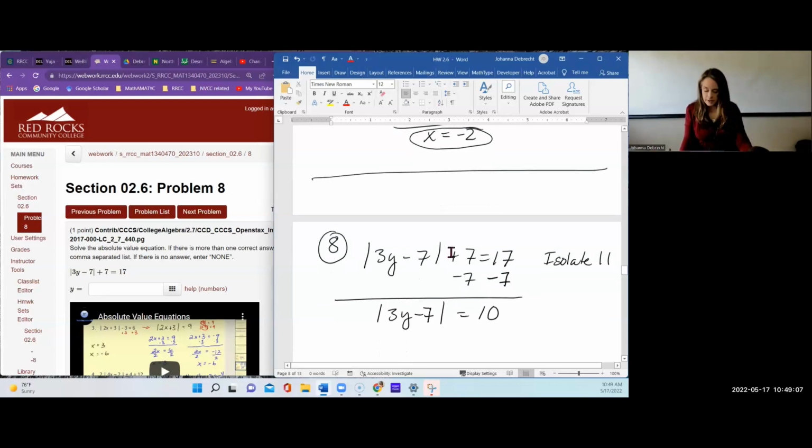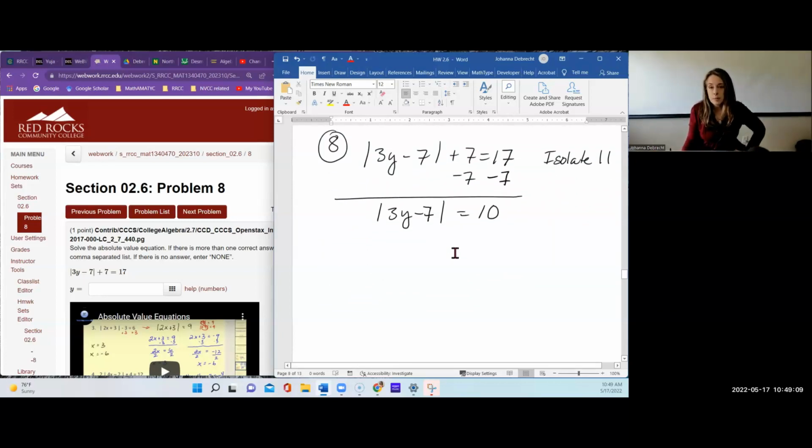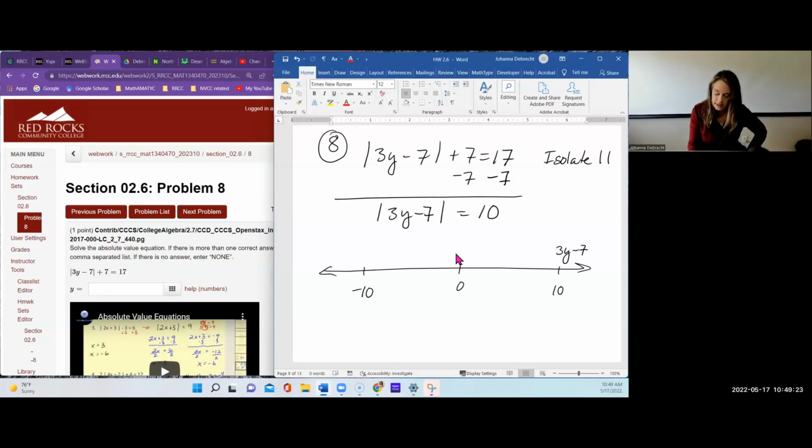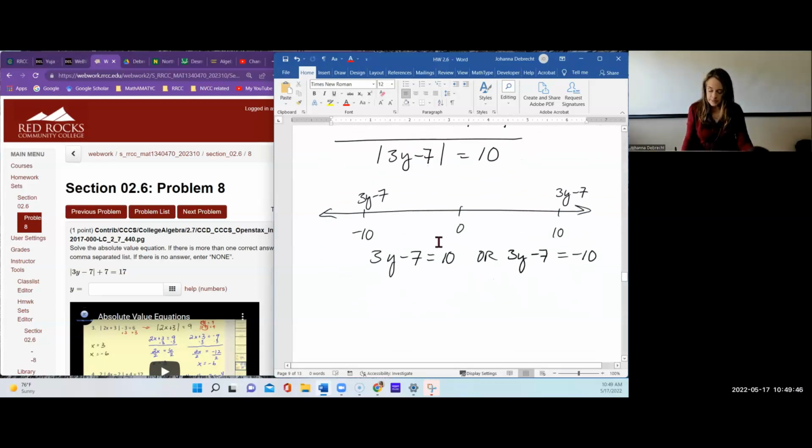The true distance that 3y minus 7 is from 0 on the number line is 10, not 17. What does that mean? Again, if we're looking at the number line, that means we have 10 steps to the right and 10 steps to the left. And either 3y minus 7 is sitting here or 3y minus 7 is sitting there. The question for us is, where is y that makes that happen? Well, that just means, now that we have it isolated, that 3y minus 7 is truly sitting at 10, or 3y minus 7 is truly sitting at negative 10. And then we can solve the two separately.